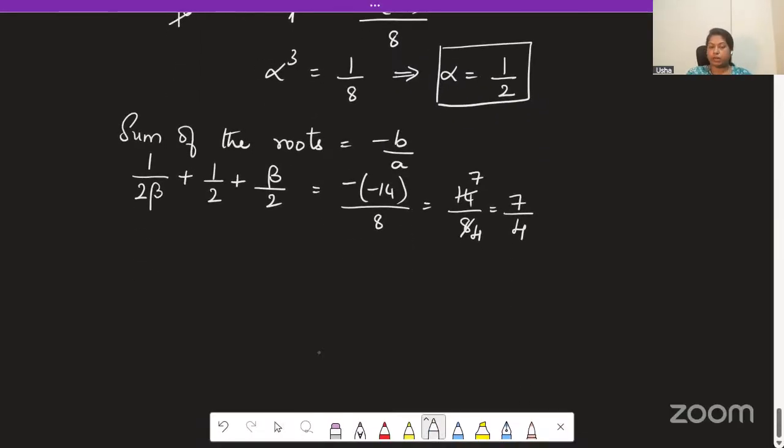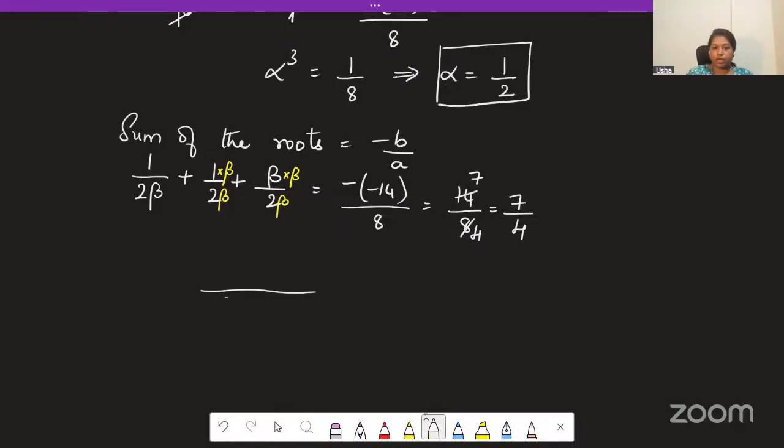Here 2 beta is the LCM, so I need beta in the other denominators also. So here I'll write beta, so here also I'll multiply beta. Here I'll write beta and here also I should multiply beta. Okay, now we will get 2 beta common in the denominator.